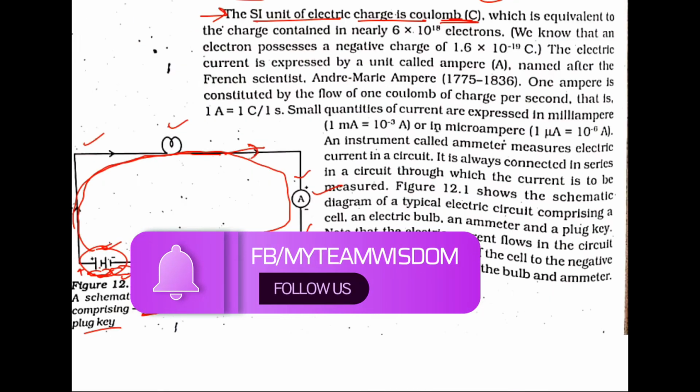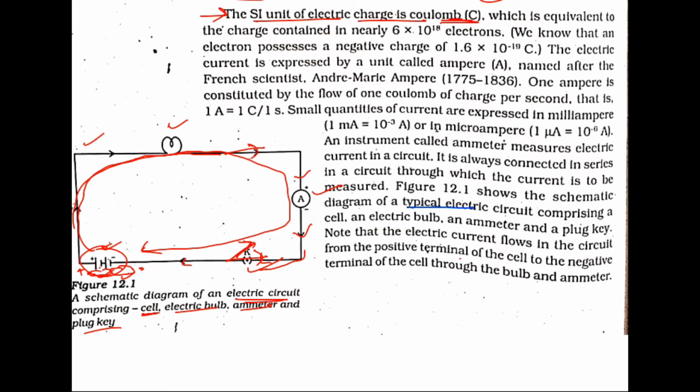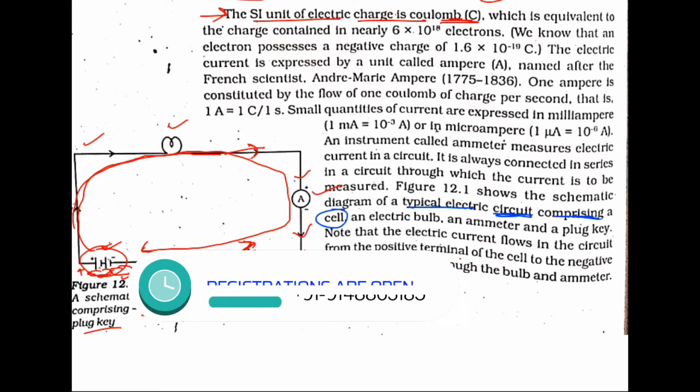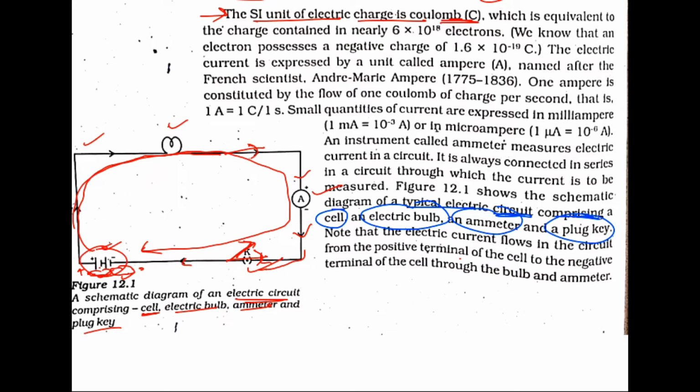So simply, a typical electric circuit consists of a cell, an electric bulb, an ammeter and a plug key. If they ask you what the minimum electric circuit contains, these three are mandatory: cell, electric bulb and plug key. Ammeter is an extra one. A minimum of 3 elements is enough for building a circuit.